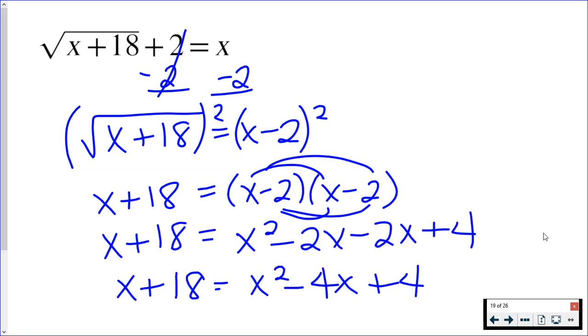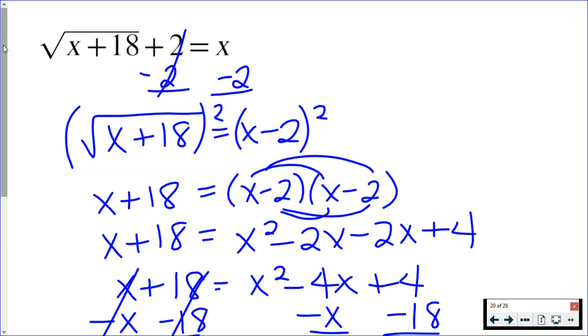So FOILing it out and then combining the middle terms, we end up with x plus 18 on the left still, and x squared minus 4x plus 4. Now, if you know what you're doing, I encourage you to pause the video and try to solve for x yourself. Whenever you have a quadratic, so something squared, remember, you want to move everything to one side so that you can factor, or at least try to factor. Sometimes it's just not factorable. So if that gave you a hint, pause the video and try it yourself. Otherwise, I'm going to keep going.